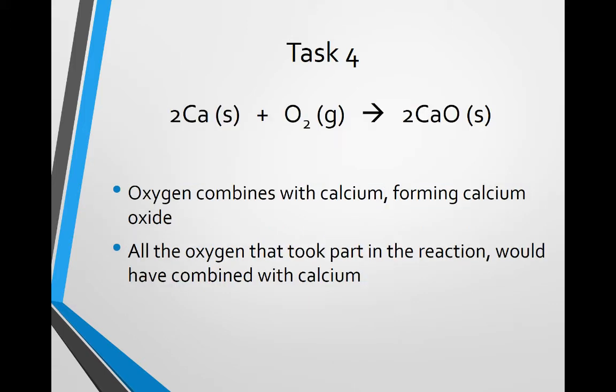In this chemical equation, I hope you can see that the oxygen that combines with calcium will in its entirety form the calcium oxide. Therefore, the mass of the oxygen that reacted with your calcium will be part of the mass of calcium oxide. This is consistent with all the mass in this equation.